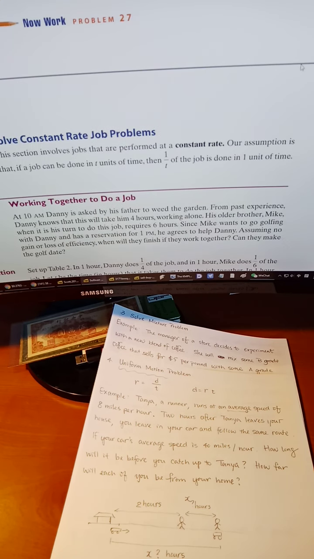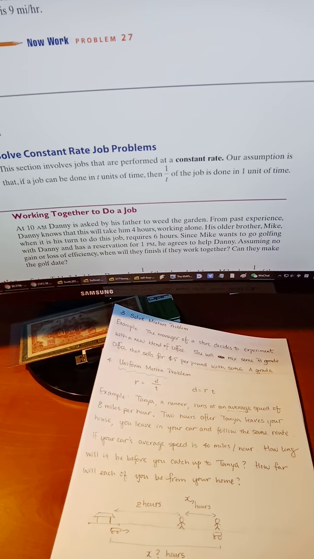Okay, so this is the problem. At 10 a.m., Danny is asked by his father to weed the garden. From past experience, Danny knows that it will take him 4 hours. So he needs 4 hours to finish the job, working alone. His older brother, Mike, when it is his turn to do the job, requires 6 hours. Well, Mike is slow, right? Danny only needs 4 hours, but Mike needs 6 hours.